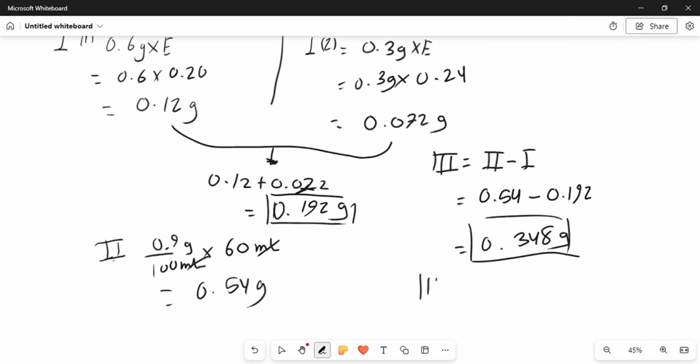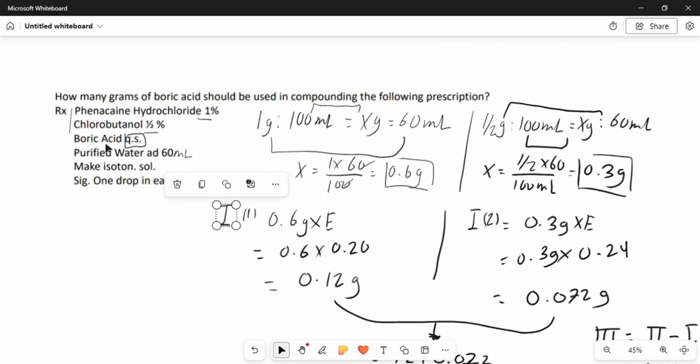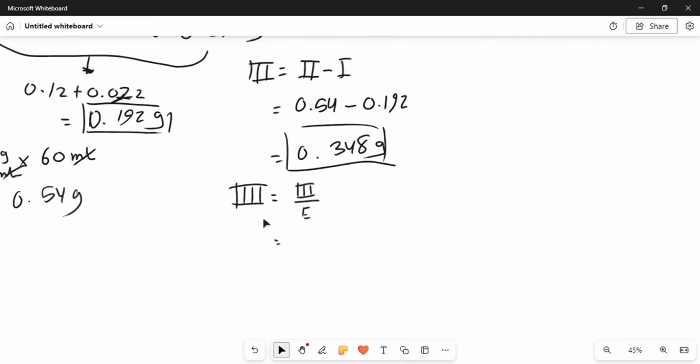Moving to number 4, because our sufficient quantity is boric acid. As we know earlier, step 4 is step 3 over the E value. So our sufficient quantity is boric acid. As we all know, the boric acid's E value is 0.5. So 0.348 over 0.5 will give us 0.696, and that will be in grams.